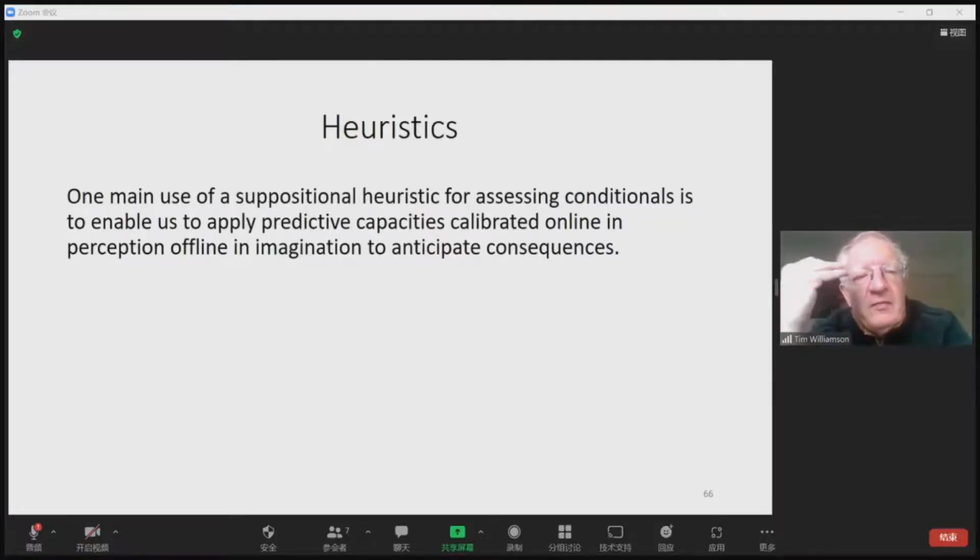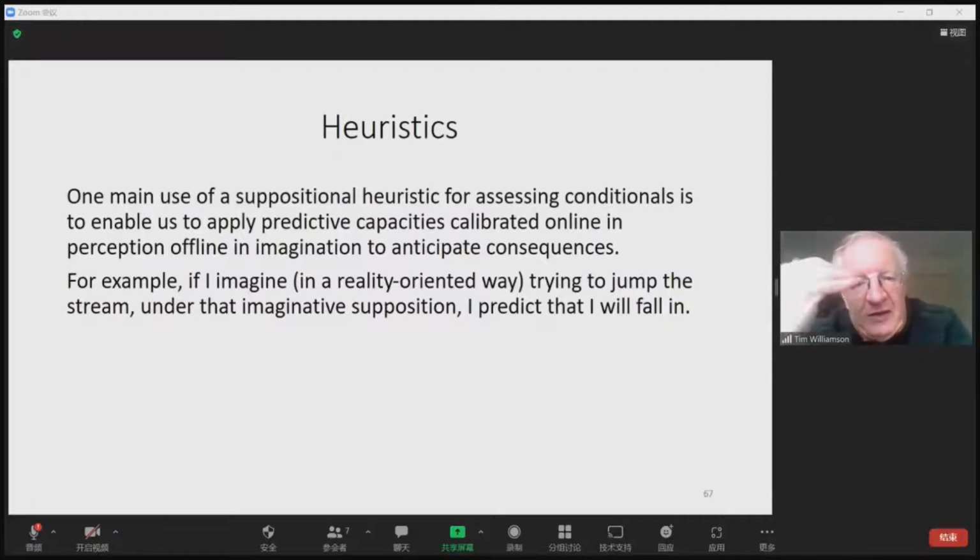So one main use of a suppositional heuristic for assessing conditionals, which really explains why the suppositional test is quite a good test in general, even though it's not 100% reliable, is that it enables us to apply our predictive capacities, calibrated online in perception, offline in imagination, to anticipate consequences. We've got predictive capacities, which are kind of cognitive habits, if you like, which we've learned from experience of the world, but we can use them in imagination as well, which is the offline case, whereas perception is the online case, to predict what the consequences of something would be, and so we're getting a counterfactual conditional.